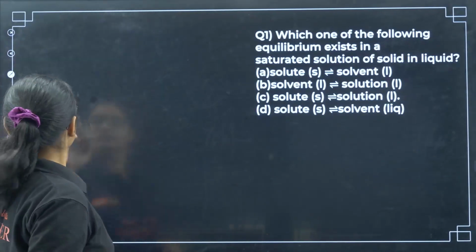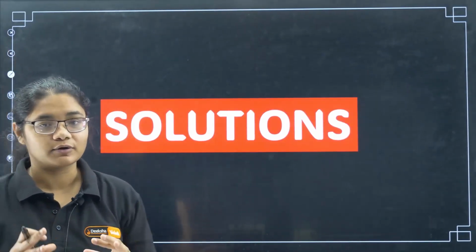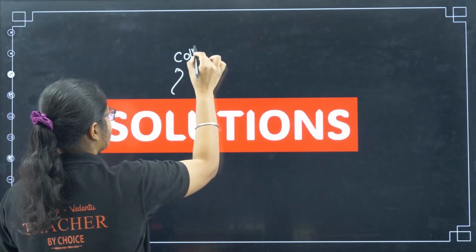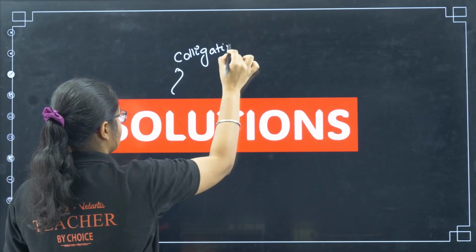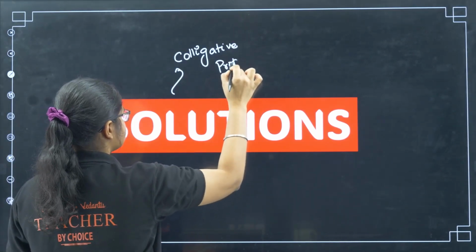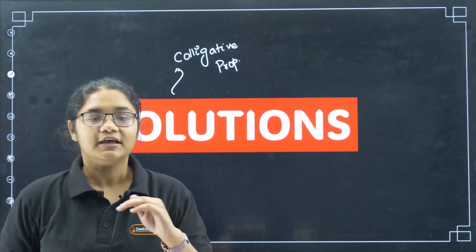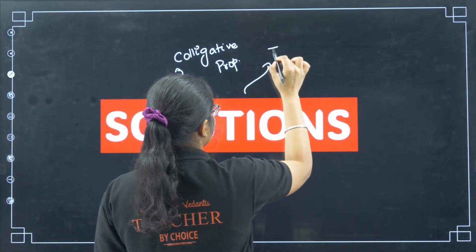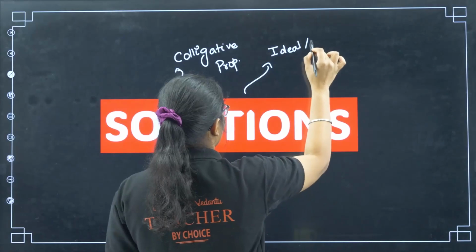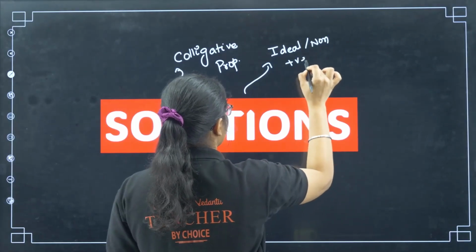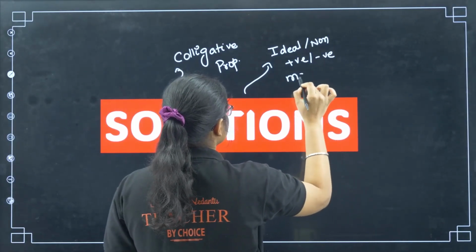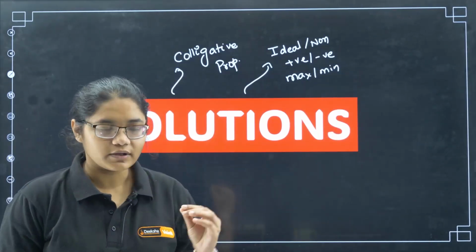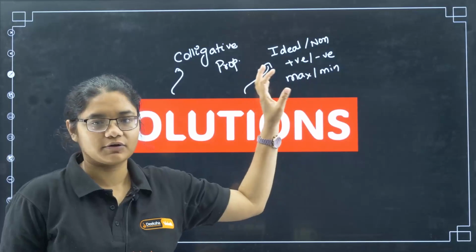From the solutions, first let me tell you what all things you need to focus on in this chapter. The first thing that is very important is your colligative properties. So please revise colligative properties properly. You have to at least revise all the formulas from colligative properties. Next, you have to do the examples for ideal and non-ideal solutions, positive and negative deviation, maximum and minimum boiling azeotrope. So just take out your NCERT book and remember all the examples for all of them.